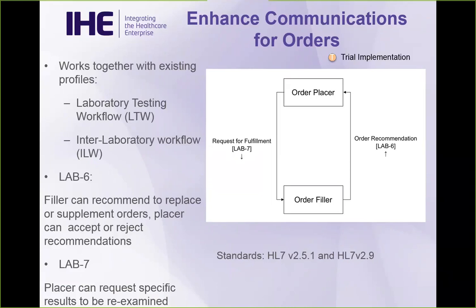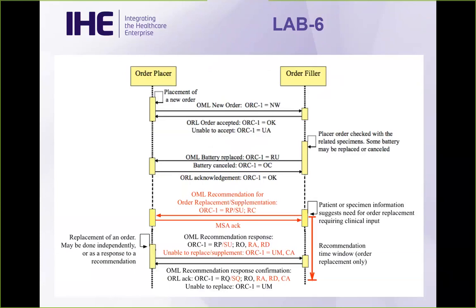Next slide. So this is Lab 6. I've already talked through this a little bit. The black lines are the original LTW, and then the red lines is what Lab 6 is about. So it's making the recommendation for an order replacement or for an additional order that should be added. And then the placer being able to say, yeah, go ahead, or no, don't replace. Next slide.